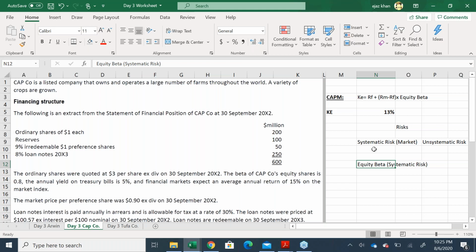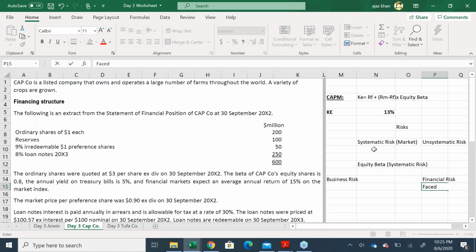Okay. Now in the systematic risk, there are two types of risks: business risk and financial risk, which I discussed earlier as well. The business risk is faced by every business in this market, whereas the financial risk is only faced by a geared company, a company which has debts. And business risk is faced by every company in the market. The business risk is statistically shown through asset beta, whereas the financial risk is shown through debt beta.